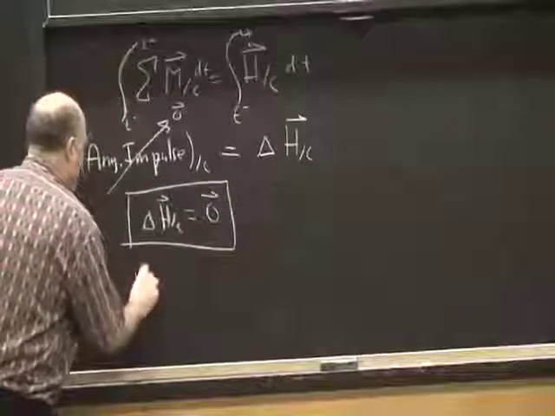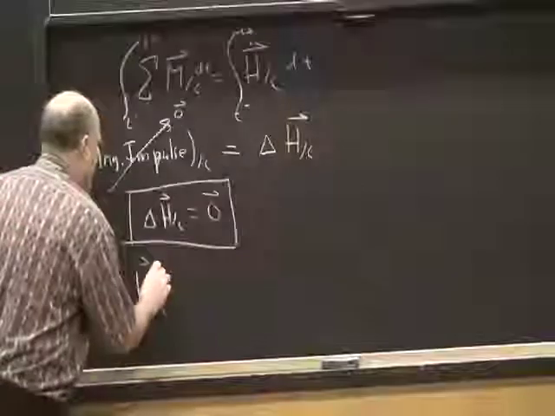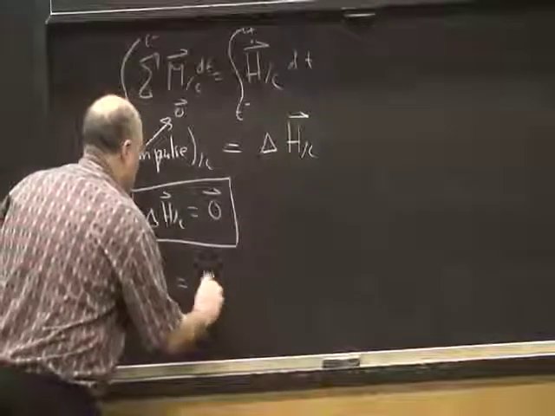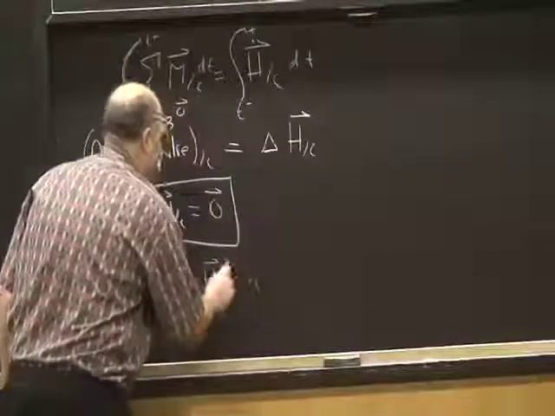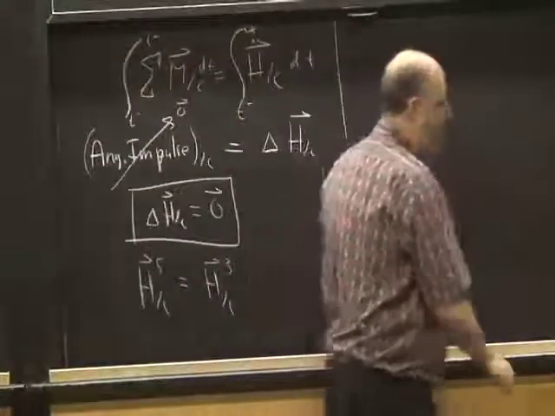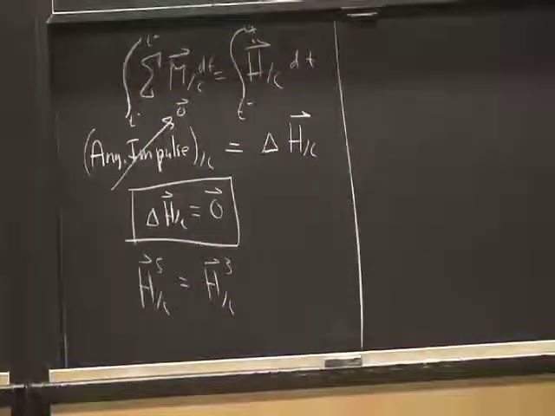So what we say then is that H with respect to C in state 5 is equal to H with respect to C in state 3. That's what I said at the beginning when we laid out the problem. Step 2 of this problem, we do balance of angular momentum about point C.